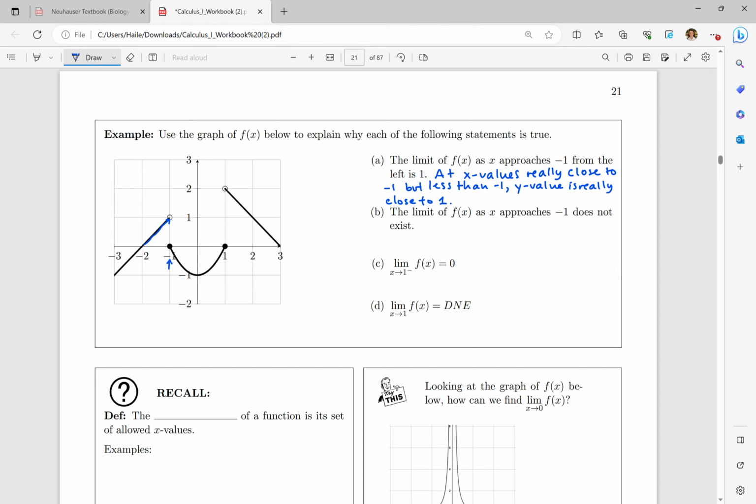Okay, if we look at part B, the limit of f of x as x approaches -1 does not exist. Okay, so B is a little bit harder because we're going to have to think about both sides at one time. So let's look. So we know that the left-hand limit is 1. The right-hand limit would be if I travel along this little parabola shape down here, and we see that that's going to be 0. So the limit cannot exist because we have that jump discontinuity at x is equal to -1.